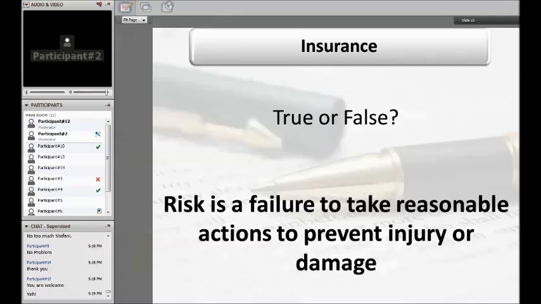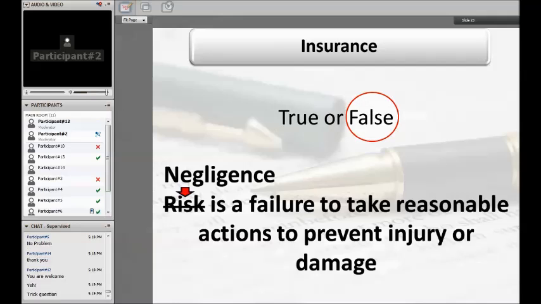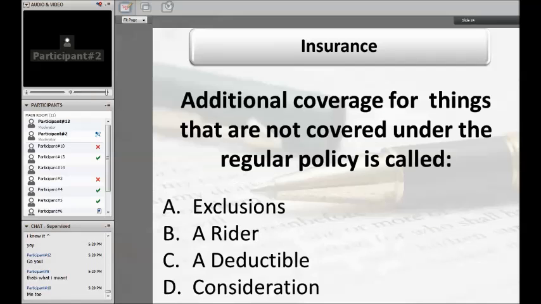We've got 4 green checks and 1 red X. 2 red X's. Oh, you guys with the red X's, you are on the ball. It is negligence, not risk. Negligence is the failure to take reasonable actions. That means that you were neglectful and you didn't take reasonable action to prevent injury or damage. You got it, Jonathan. All right.